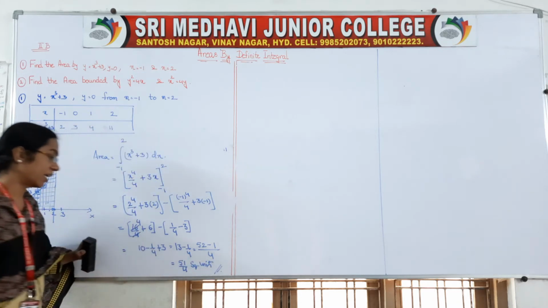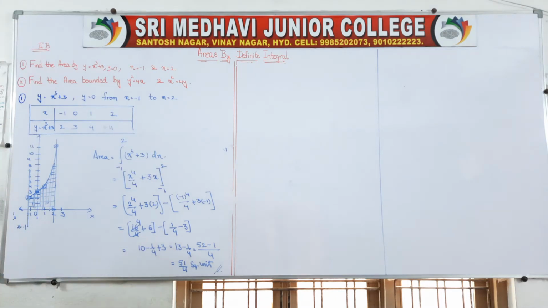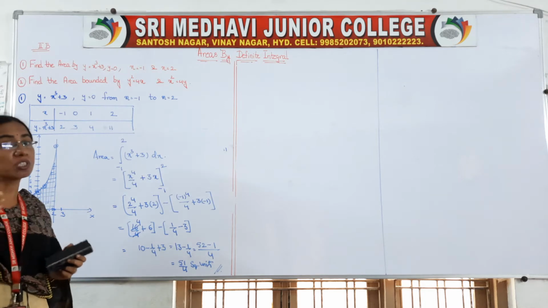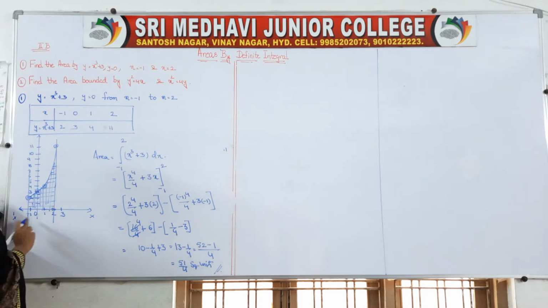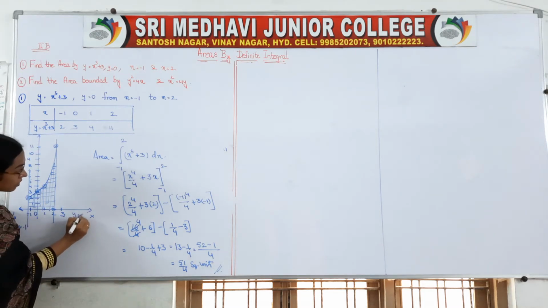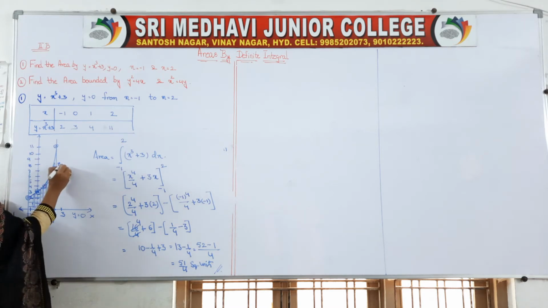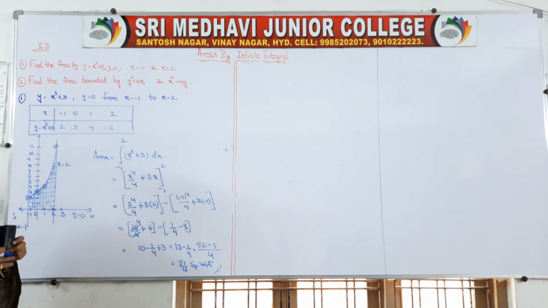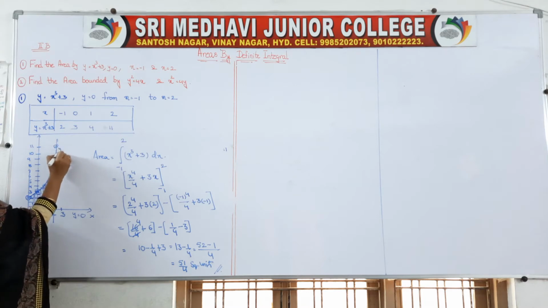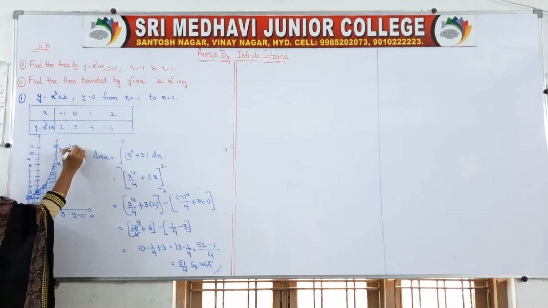That is the area, okay, the area covered by that curve. And y is equal to 0 means the x-axis. This line is called y is equal to 0. The x-axis is called y is equal to 0. This line is x is equal to minus 1 and this line is x is equal to 2. So we have to find the area covered by the curve. This curve is y is equal to x cube plus 3.